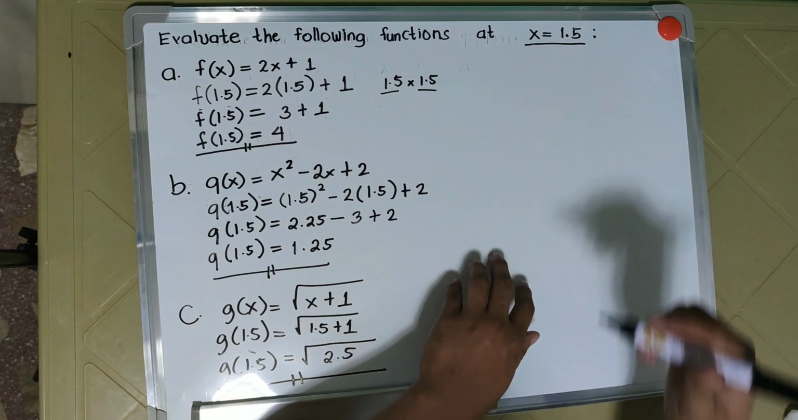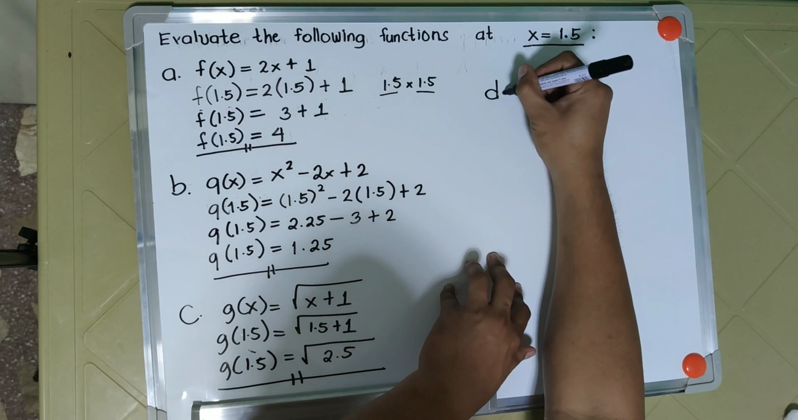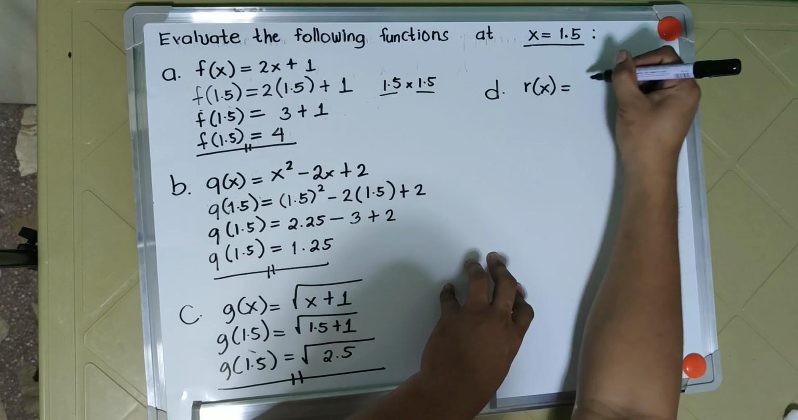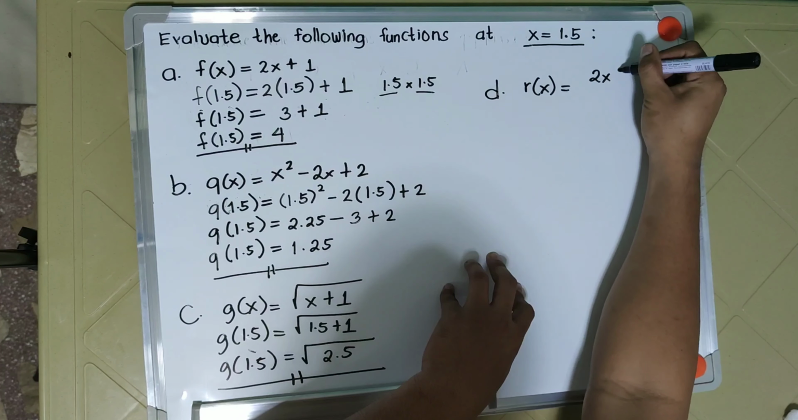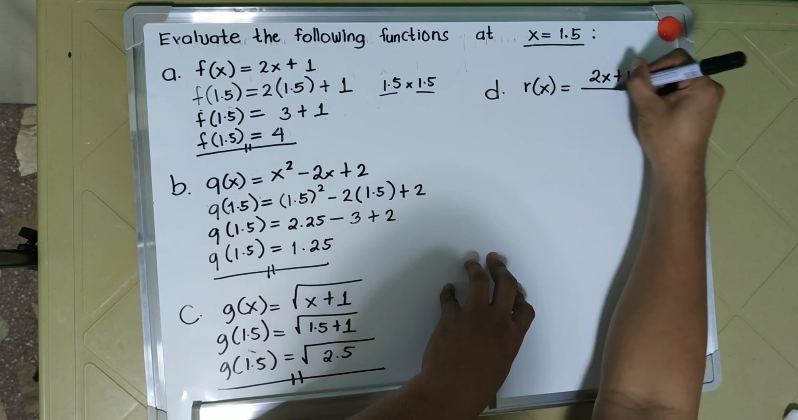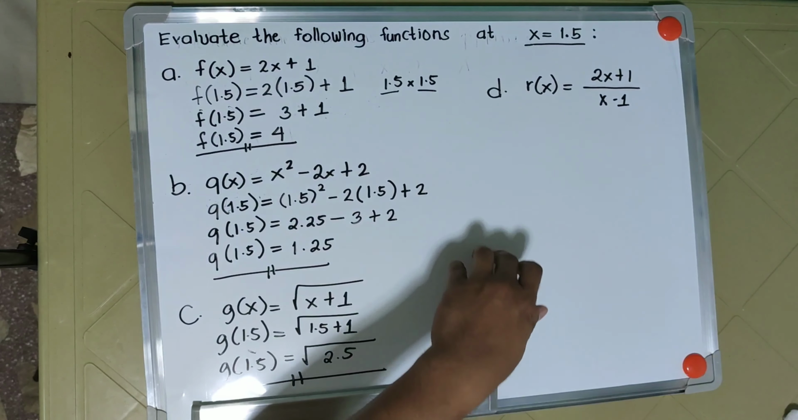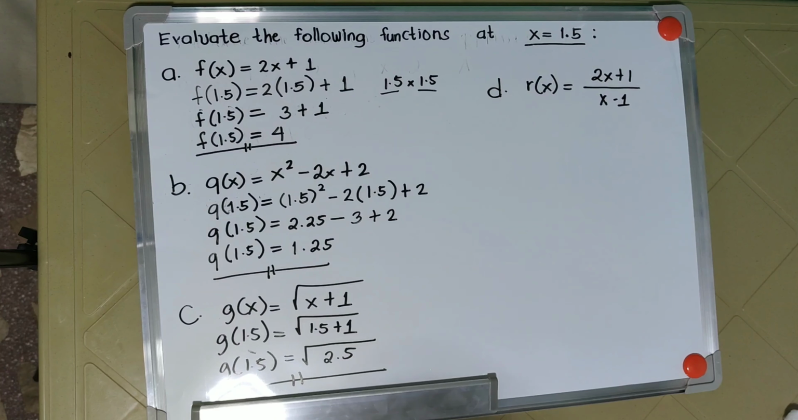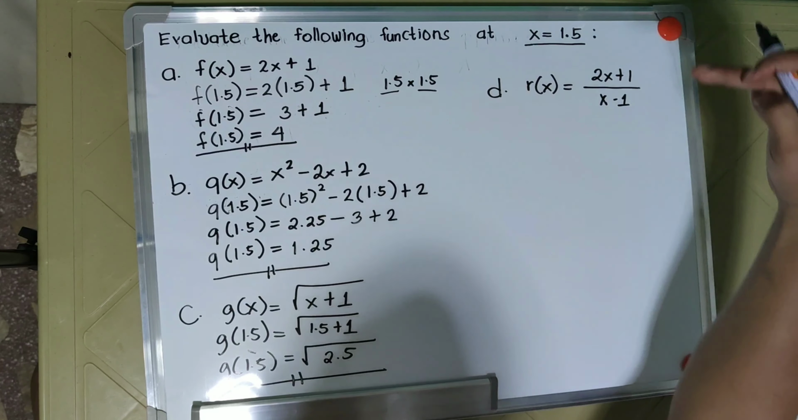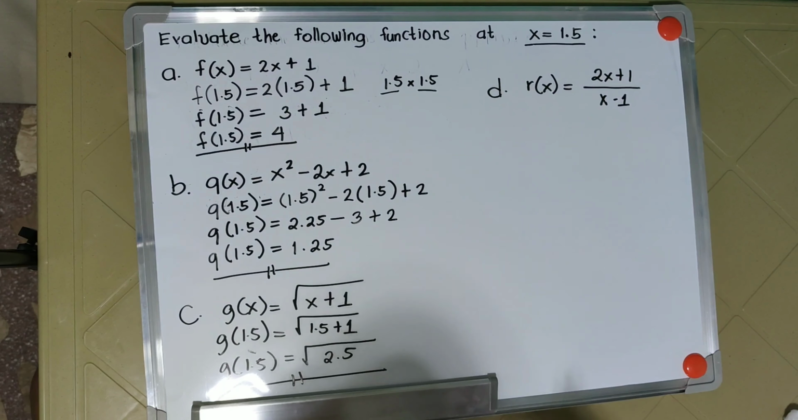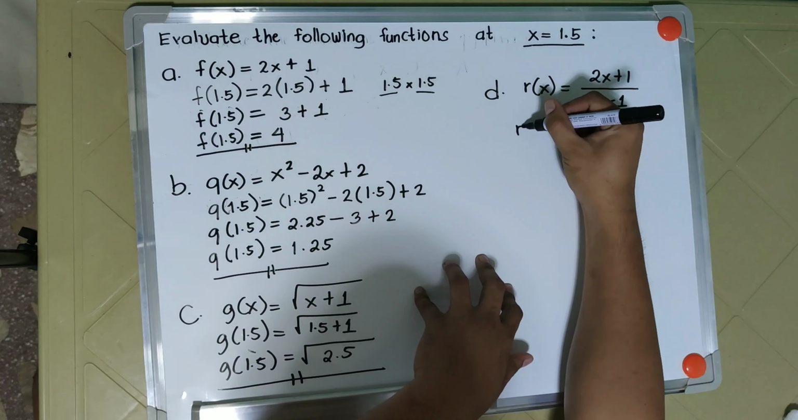And let's proceed to the last example. Letter D. Our r of x is equal to 2x plus 1 all over x minus 1. Again, what is the first step in evaluating the functions? We have to substitute the value of x to the given equation and do not change anything from the equation. Substitute as the first step.